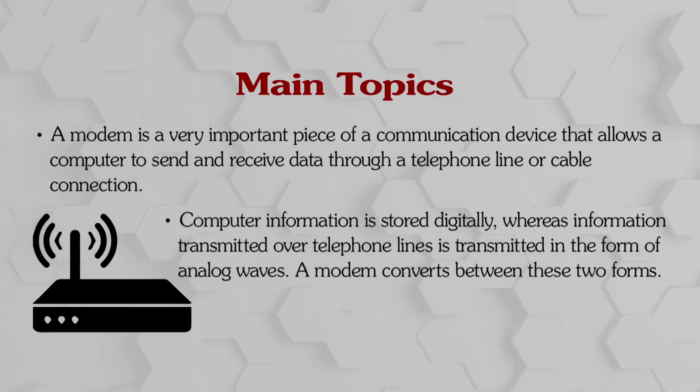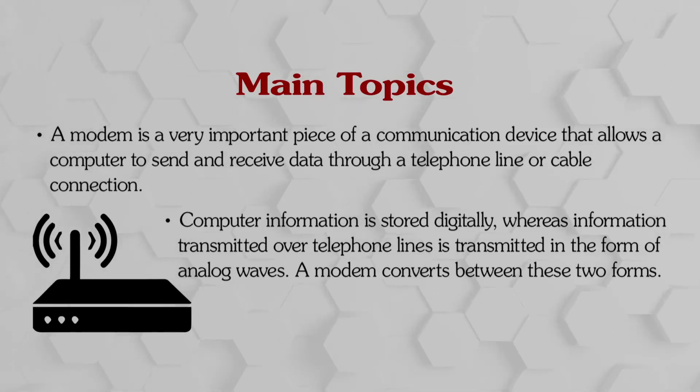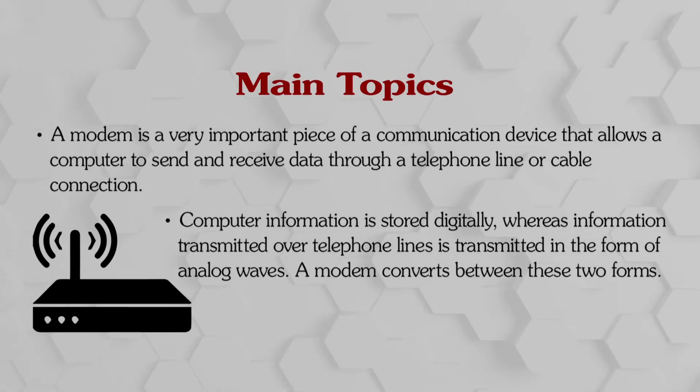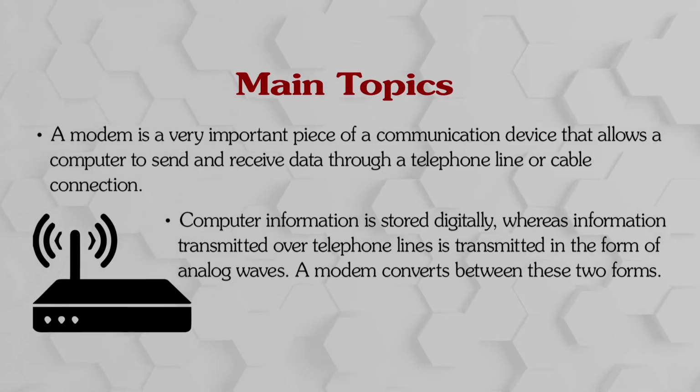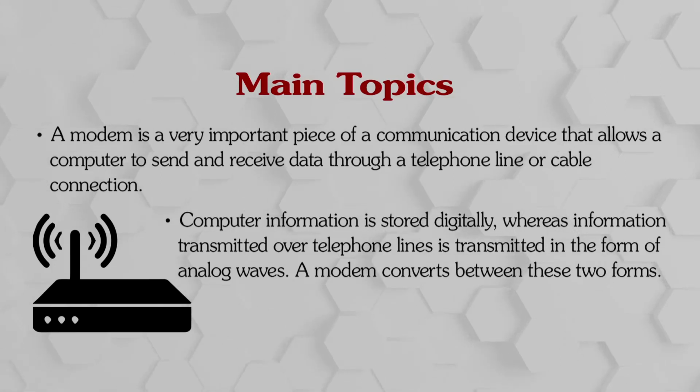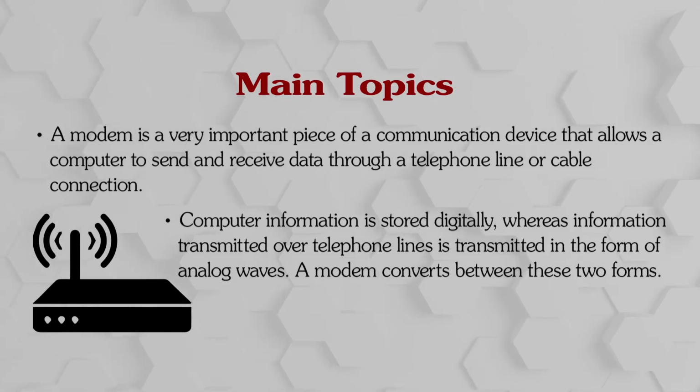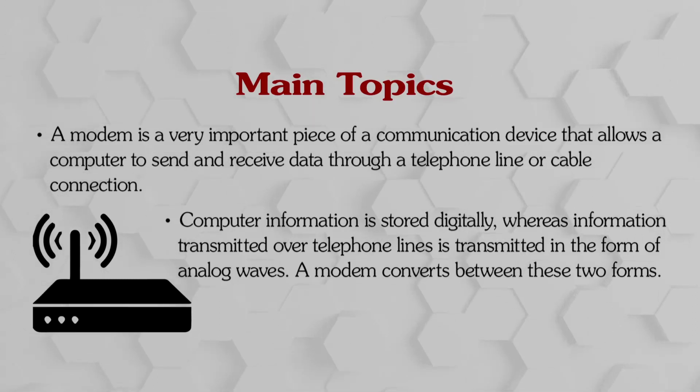Computer information is stored inside the machine digitally, or in digital form, whereas information transmitted over telephone lines is transmitted in the form of analog waves. So you recall what is an analog signal or analog wave, or what is a digital signal, a digital wave. The modem converts between these two forms. Internally you work with the digital signal, but when you send data on a telephone line from your machine to another machine, it has to be converted into a different kind of signal, already discussed in the previous slide, and the modem basically does this kind of conversion.